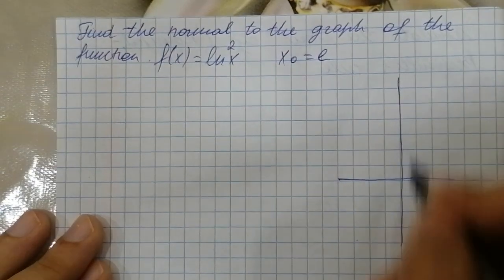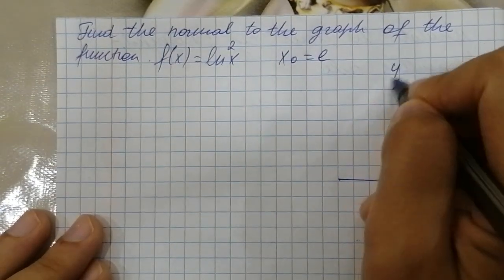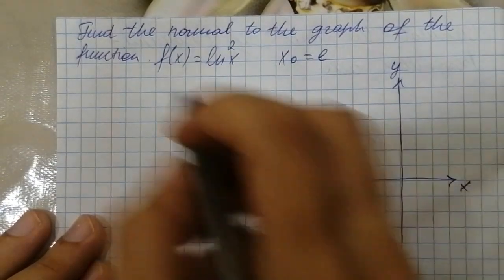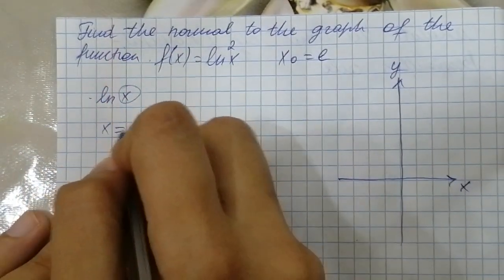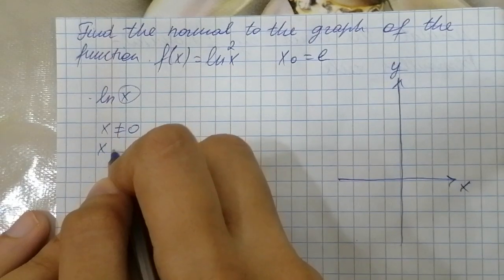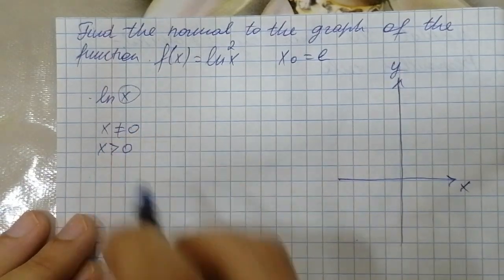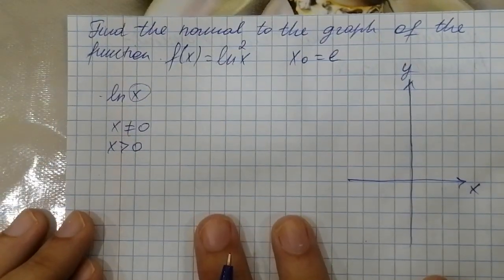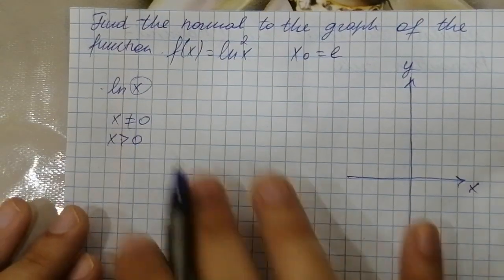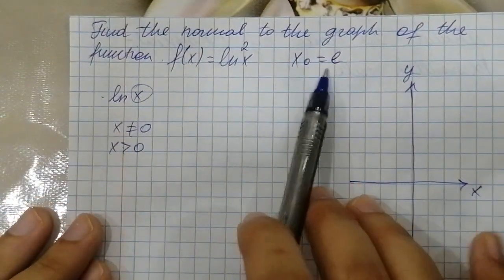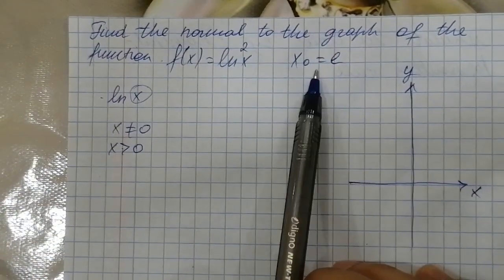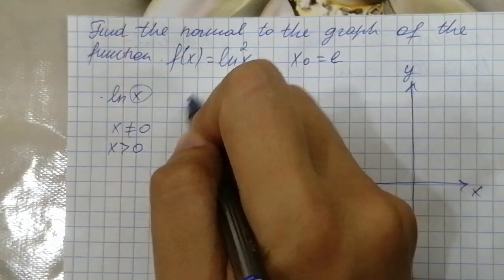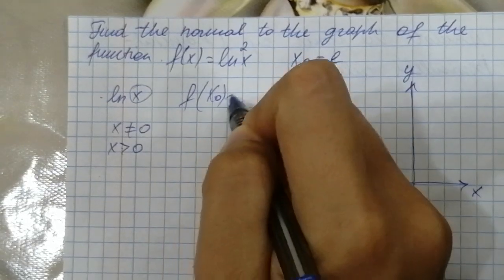You know that logarithmic functions have some properties: in ln x, the x value can't be 0 and has to be greater than 0. In our task, it says that we have to find the normal of the graph of the function at the point x0 equal to e. f of x0 is equal to the square root of ln x0.